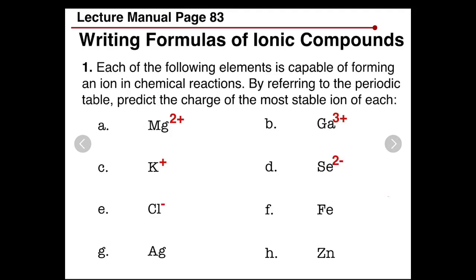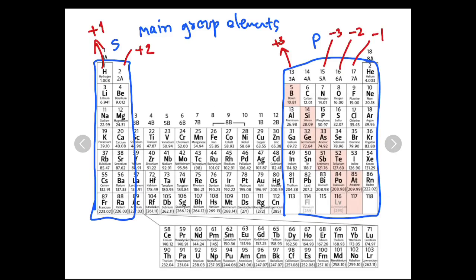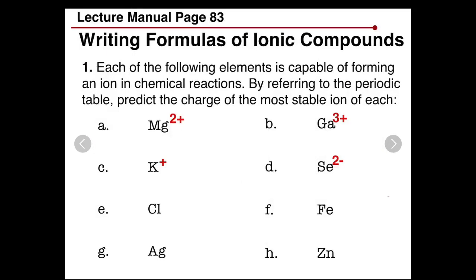Potassium would be +1, selenium would be -2, calcium would be -1. Now, wait a second, iron, silver, and zinc though. If you go back to the previous slide, oops, sorry, you will see iron, silver, and zinc, these are right here. Why is it something that we have to predict here? Okay, so that's what we are going to take a look at.